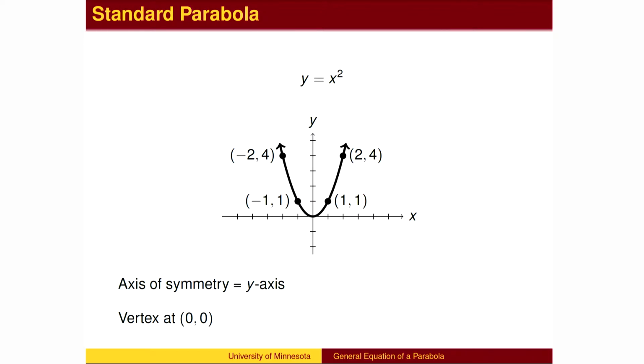From the vertex, there are points that go left and right 1 and up 1, and also points that go left and right 2 up 4. We will use these points 1, 1, and 2, 4 to help us with other graphs.